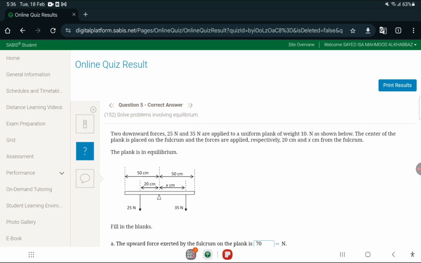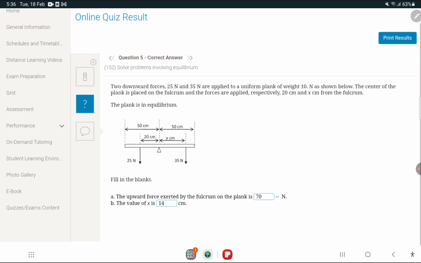Okay, two downward forces, 25 newtons and 35 newtons, are applied to a uniform plank of weight 10 newtons. As shown below, the center of the plank is placed on the fulcrum and the forces are applied respectively 20 centimeters and x centimeters from the fulcrum. The plank is in equilibrium, which means the net moment and net force are zero, which means the net moment of the clockwise motion is equal to the net moment of the counterclockwise motion. The upward force exerted by the fulcrum on the plank.